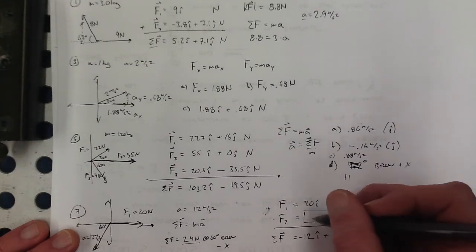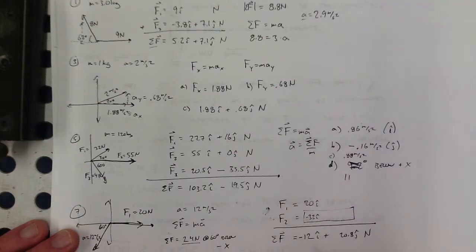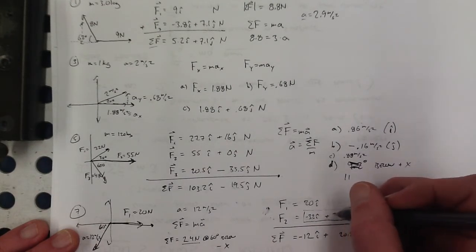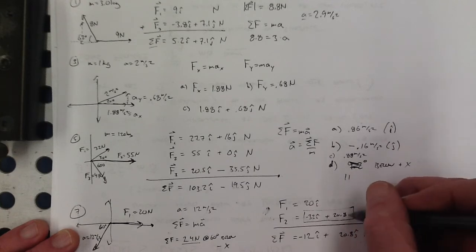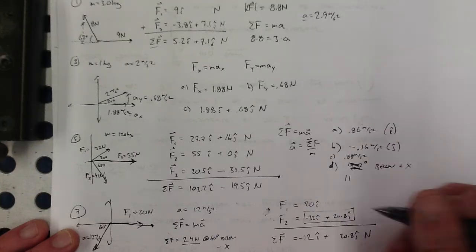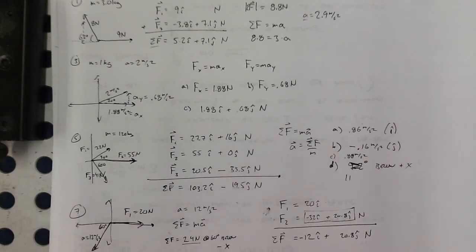Well, it looks like F2 would have to be negative 32i, right? So that when I add those together, I get negative 12. And this would have to be 20.8, because there was nothing to add it to there. So then the whole 20.8 must come from this. And I think that those are the answers for, or that's the answer for A. Negative 32 plus 20.8.